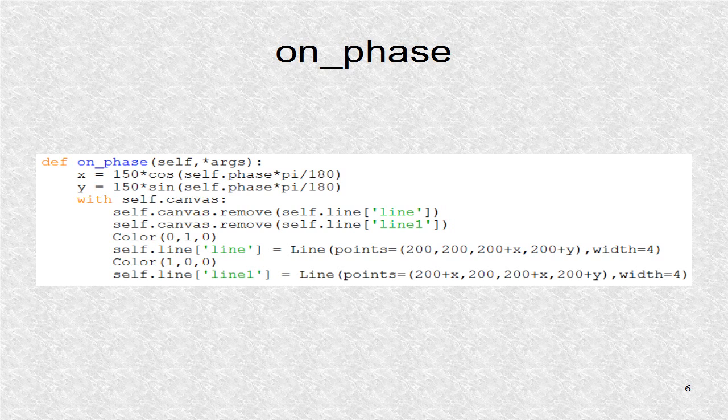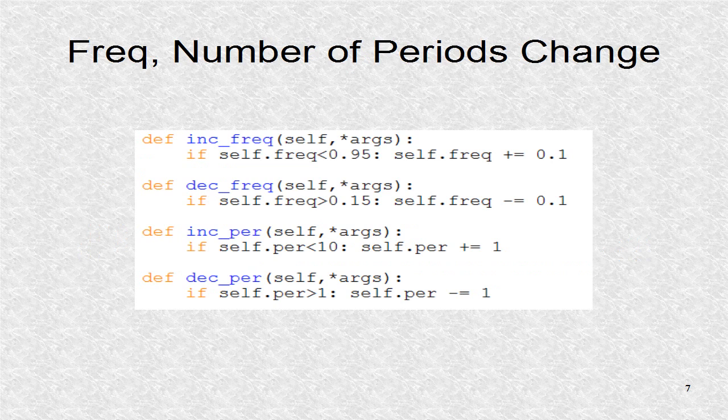We draw 2 lines inside the unit circle. We first remove the 2 lines currently inside the unit circle. Next we draw a green unit line from center to a point on circle and a red line for the y component. The length of the red line is the value of the sine curve at time 0. These functions will be called from the Kivy file when the appropriate button is pressed. They will change the value of frequency or period within the specified limits.